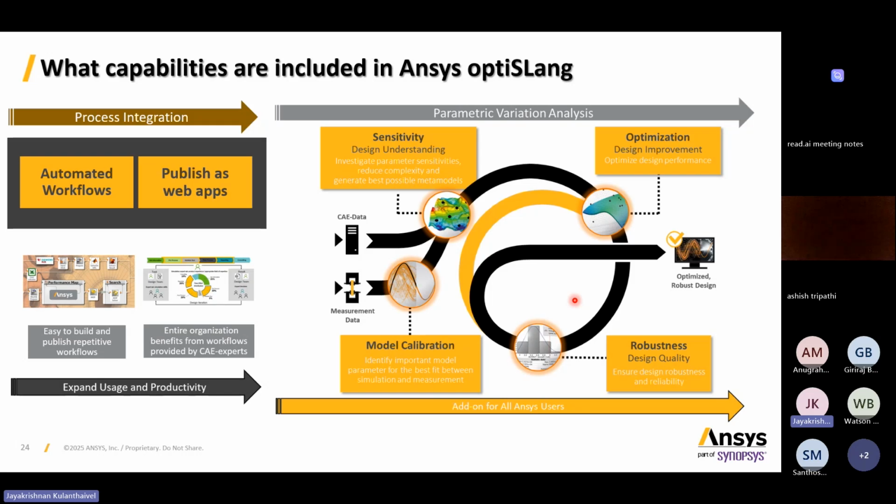Once you have done the sensitivity analysis, you can go for the optimization. It will help you to optimize your system based on the criteria that you are giving. And after that, you need to understand the design quality. Obviously there are fabrication as well as assembly tolerances whenever you're talking about an optical design system. So you need to understand the design quality. Using this robustness analysis, it will allow you to ensure the design robustness as well as reliability. And then you can calibrate the model based on the sensitivity analysis as well.